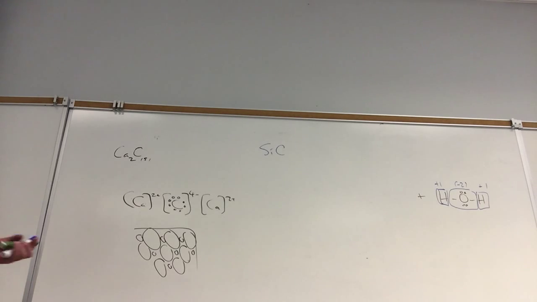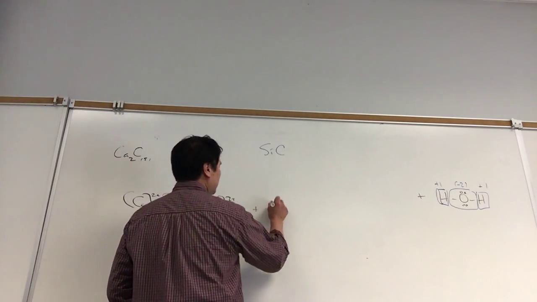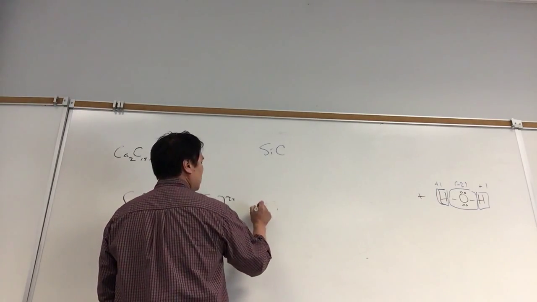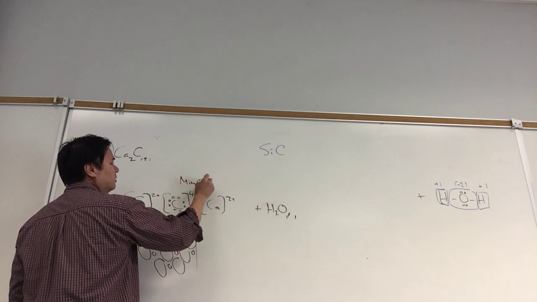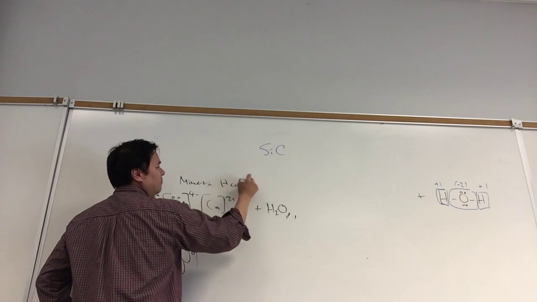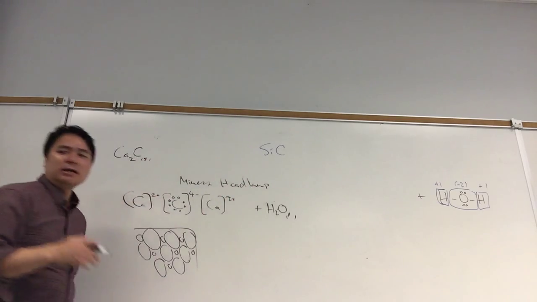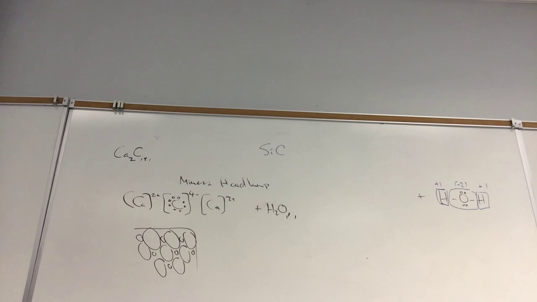Well, when calcium carbide reacts with water, this is a well-known reaction. This is called the miner's headlamp reaction. In the old days, they didn't have batteries. And so the miners that would go underground would have a headlamp here. And the headlamp, they had a bottle in which they had calcium carbide and water. And then they'd slowly let the calcium carbide react with the water, slowly. And when that happened, it generates acetylene gas.